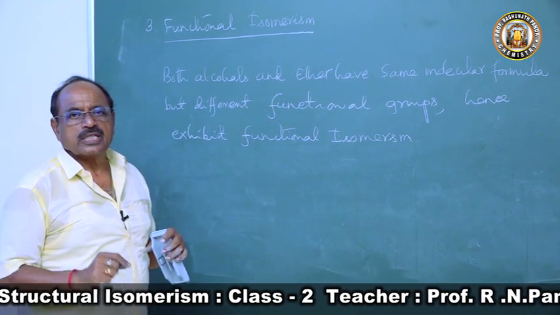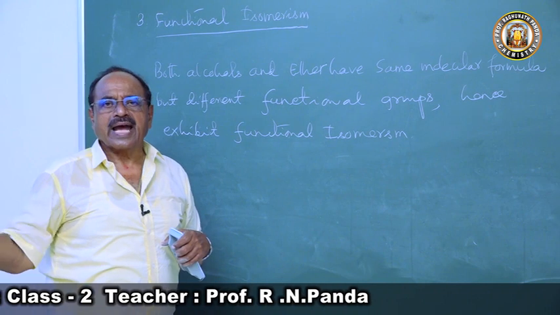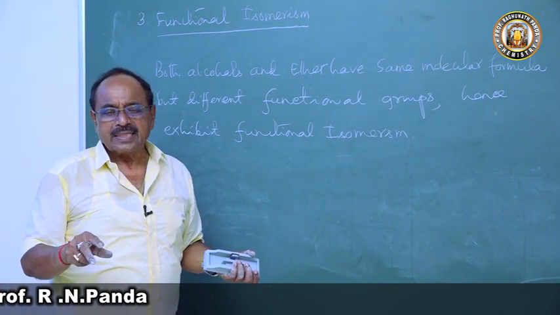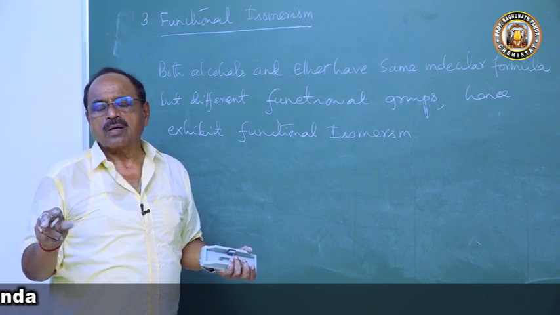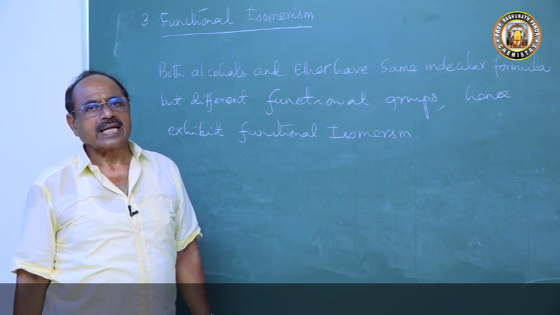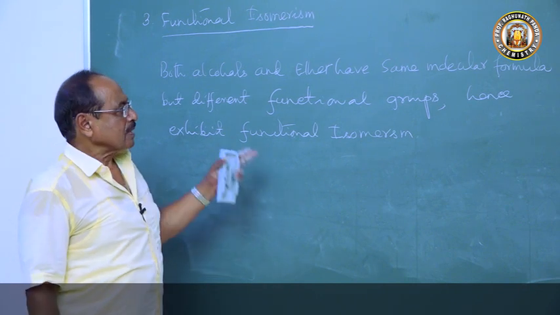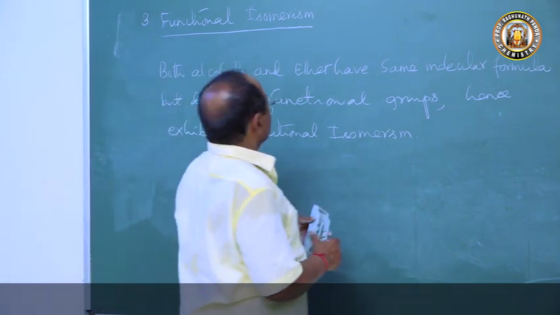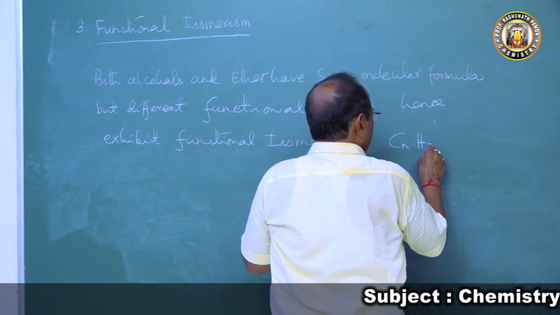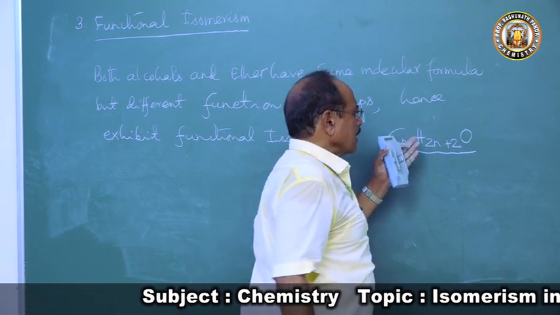If a question comes in your +2 exam, "alcohol and ether are dash functional isomers," or "alcohol is a dash isomer of ether," like that you can have fill-in-the-blanks in your question paper. Now, what is the molecular formula of alcohol? They have the same molecular formula, CnH2n+2O. Somebody may ask, sir, how did you get this?